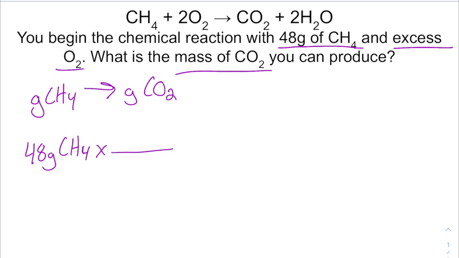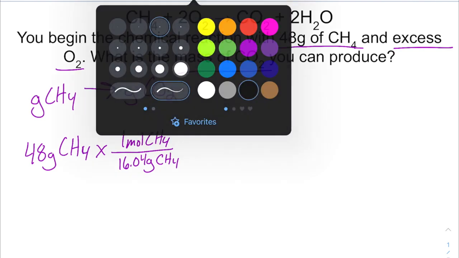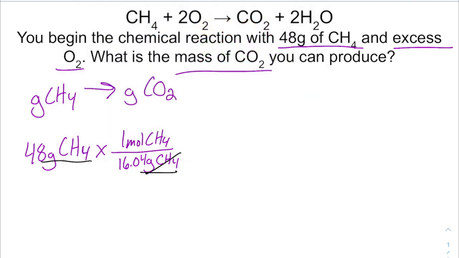What is the first thing that I'm going to do here? I'm going to first go ahead and use molar mass. And I want to make sure that I use the molar mass of CH4 so that I can cancel out my units. So the molar mass of CH4 is 16.04 grams of CH4 for every 1 mole of CH4. Remember, molar mass is the mass of 1 mole. Cancel out grams of CH4. And now we can keep going.